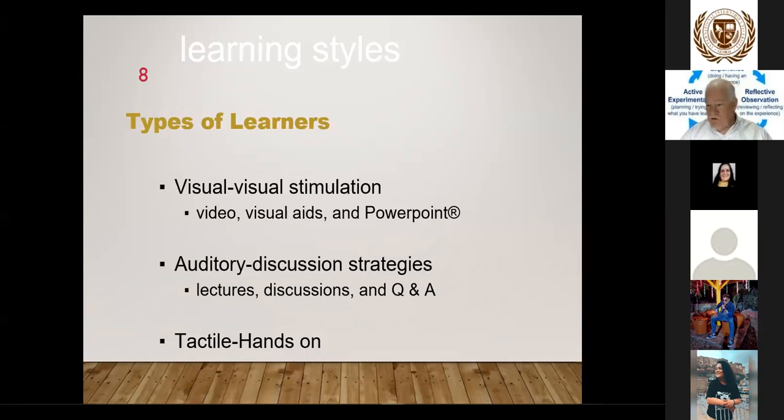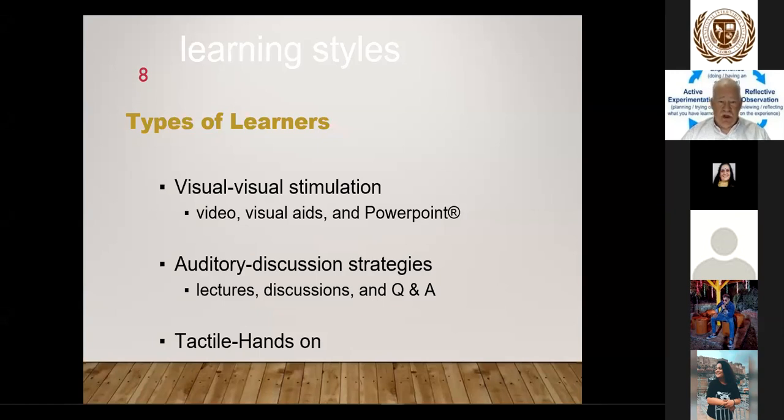Okay, so types of learners. Again, 3 types. The number 3 is a value because most of us only get about 3 major components of information in a given period of time. And so that's why this is presented in that fashion. So there's 3 styles of learners.